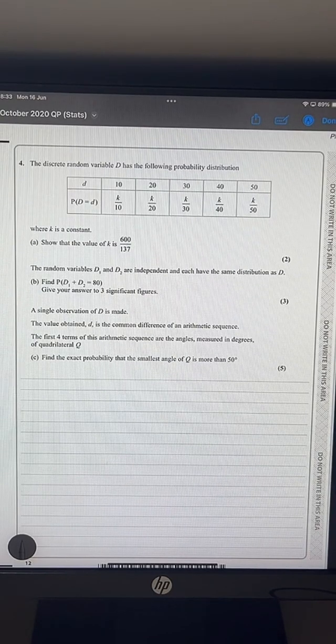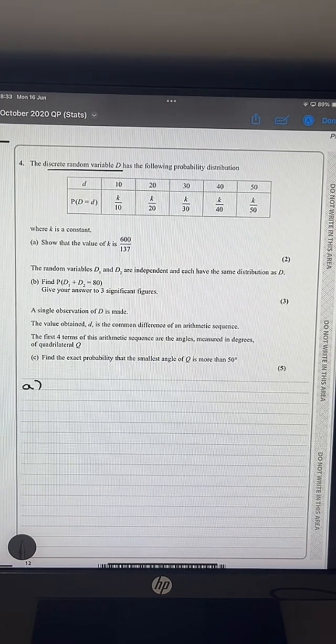So, nice probability distribution question. So we're now thinking Year 1 probabilities. The discrete random variable D has the following probability distribution. So D can take these values, 10, 20, 30, 40, 50, and these are the probabilities I get for each value. Part A, show that the value of k is that thing there.